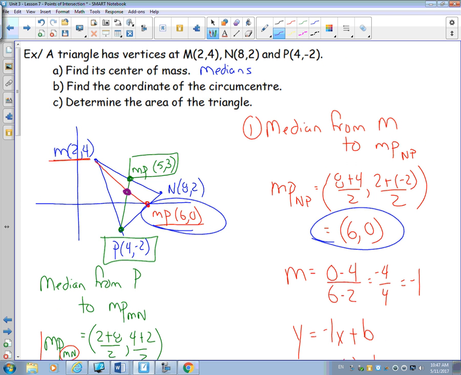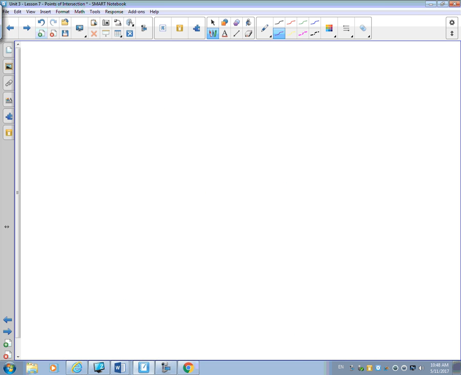Part C, determine the area of the triangle. How do I find the area of a triangle? Area of a triangle is base times height divided by 2. Huh. But I need to know how long the base and the height are. In other words, I'm going to need some distances. So, I have a formula for distance, and I can use any one of my sides as the base. All I really need to do is find the height.